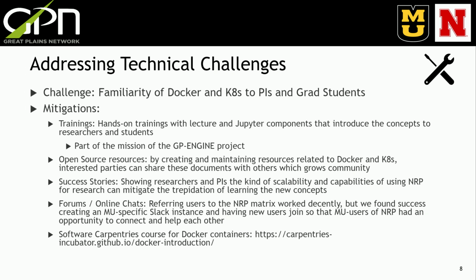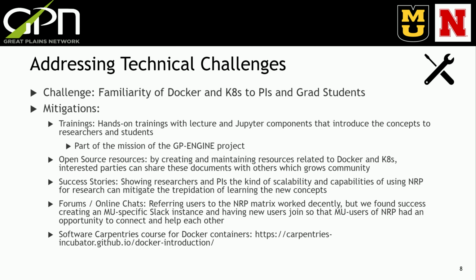The first, the one I said was most likely the number one reason that NRP adoption is hard from a research perspective, is the familiarity of Docker and Kubernetes to both PIs and graduate students. And so how did we mitigate this? One of the primary ways was hands-on trainings. We would have lecture and Jupyter components that introduce these concepts to researchers, grad students, PIs, and anyone else interested at given GPN member institutions.